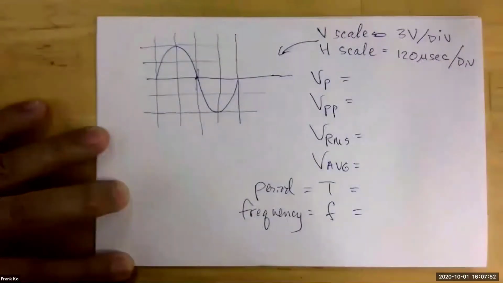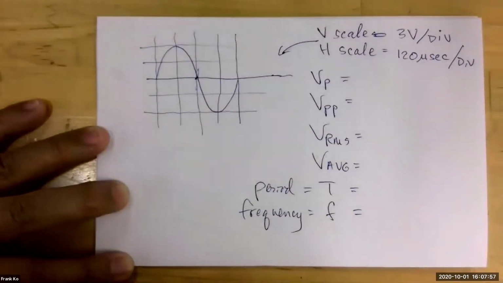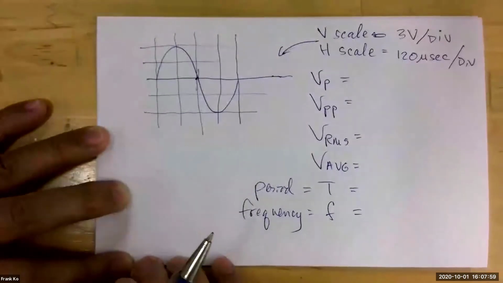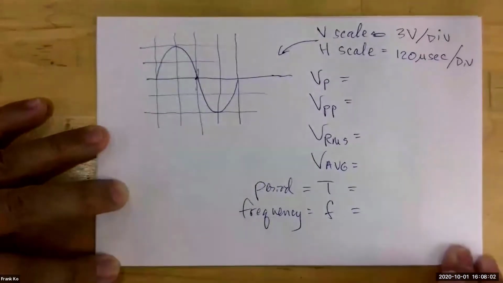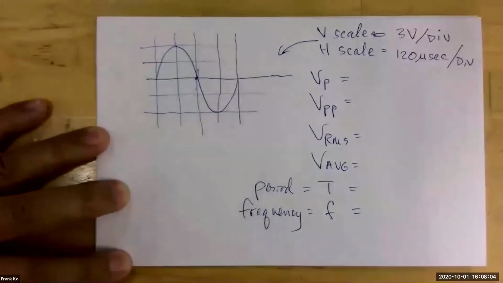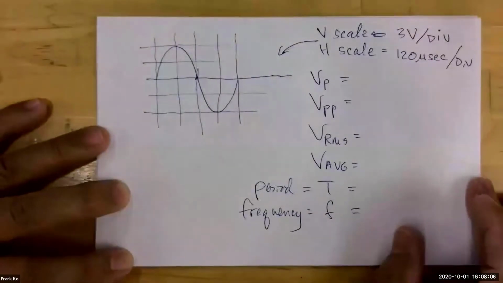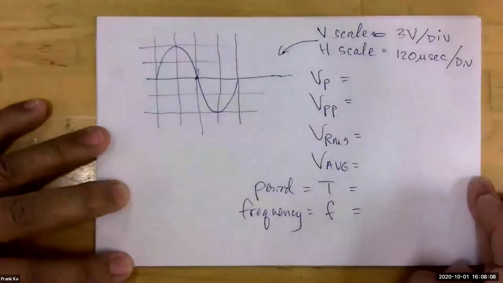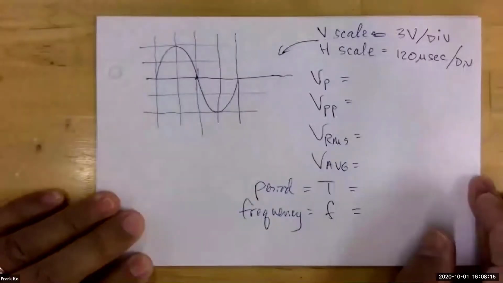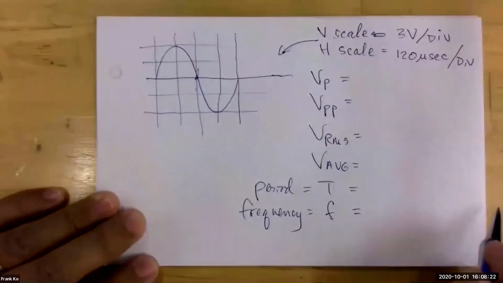Are your calculators ready? Okay, so for V peak, I'm going to ask Jacqueline, can you give us the V peak? How would you determine V peak based on how I've drawn this picture? Go ahead and verbalize. You would count the squares to your highest point, and then you would multiply that by your V scale. Excellent. And from where do we begin our count? The 0 line. From the 0 line.